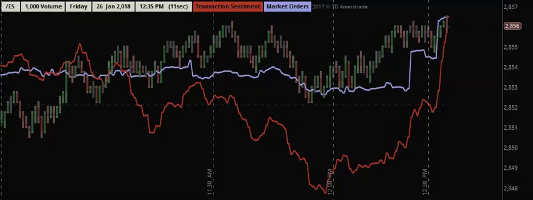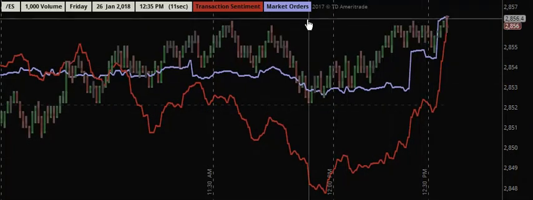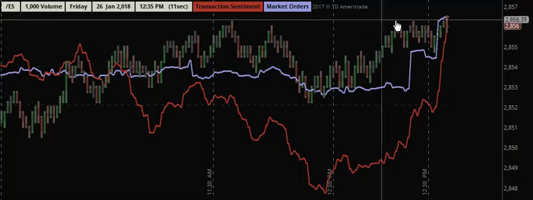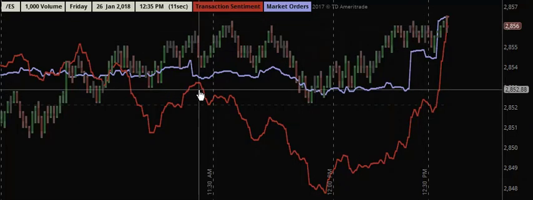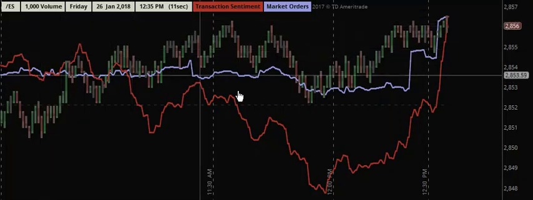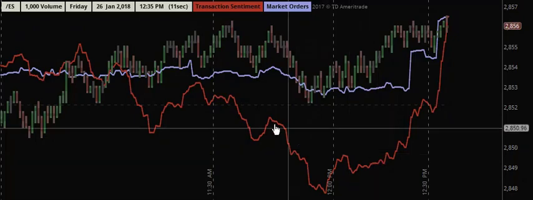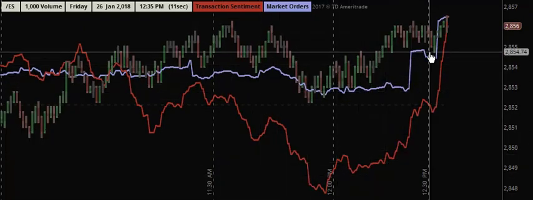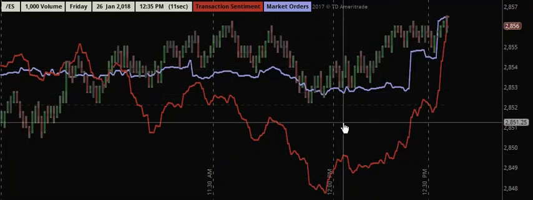Hey traders, I just wanted to show the market orders retesting or spiking up as price was testing the highs on the ES. This is looking at the tick by tick volume and price to come up with market orders and transaction sentiment, or how the underlying trading is being treated.